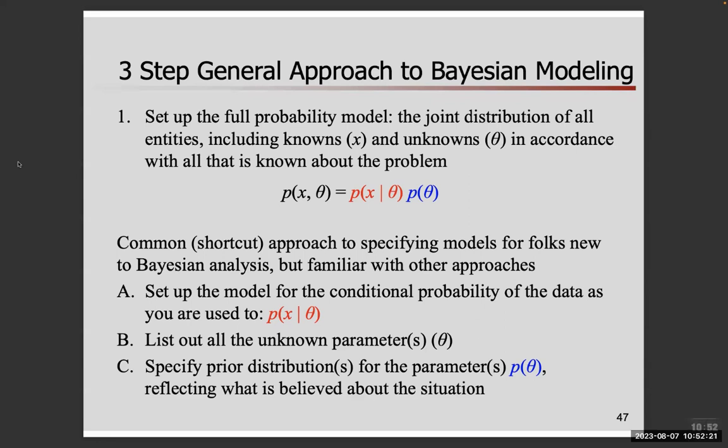Setting up the full probability model, writing down everything you know, all the model specifications. For those of us new to Bayesian inference, a really useful shortcut is to set up the model you're used to doing as a frequentist. Write out your equations or your graphs, however you're used to expressing models, and start there. Then go through your model and look at what all the unknown parameters are. What's all the unknown stuff? List that out. Those are the things that require prior distributions or prior specifications.